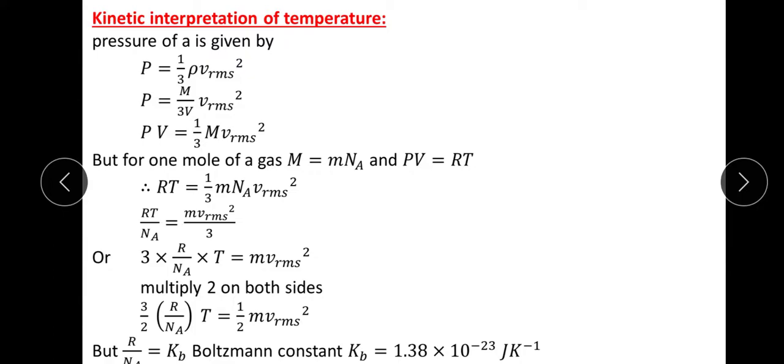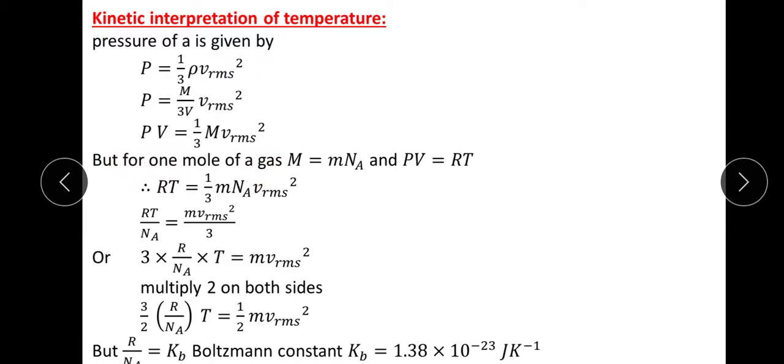Kinetic interpretation of temperature. If I consider the equation of pressure, the pressure is given by 1 by 3 rho V RMS square, and in the same equation the density is replaced by m by V, mass divided by volume. So M is kept as it is, divided by 3 V, times V RMS square. Now take this V to the left side. So we get P into V is equal to 1 by 3 M V RMS square.